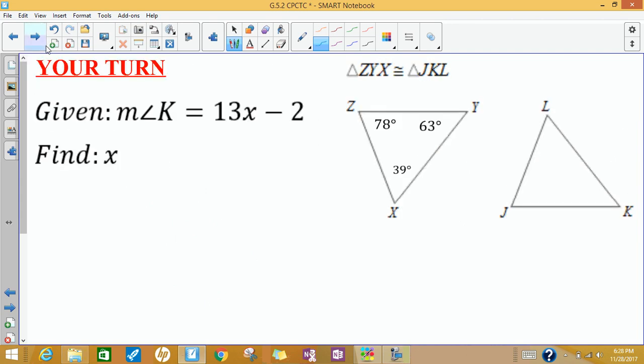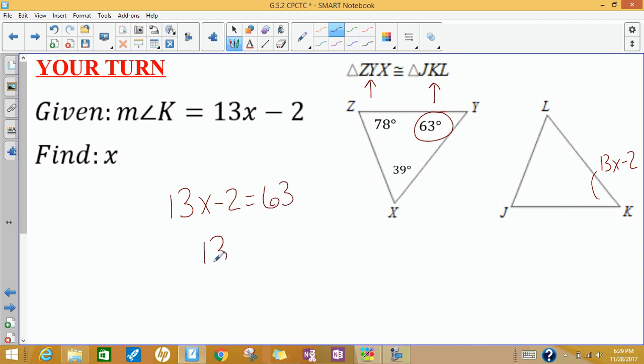So I want you to pause right here. I'm telling you ZYX and triangle JKL are congruent, and so I want you to find x given this information over here. So I'm telling you angle K is 13x minus 2. That's this angle. And so if I look, angle K is my middle letter, which means it's congruent to the middle letter in ZYX, which is Y, and that's 63 degrees. So I write my equation that 13x minus 2 is equal to 63.